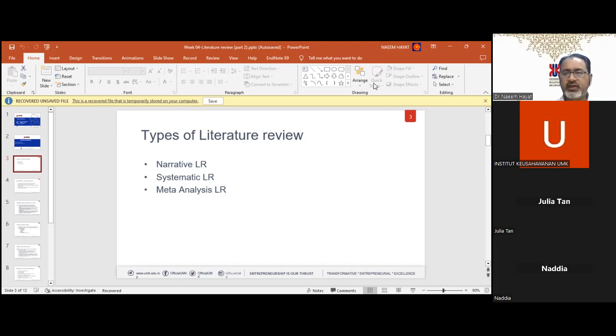And purposefully we do a systematic literature review or meta-analysis to come up with the shortcomings that are reported in the literature, so that the future course of action for research, fulfilling the gap, and gap identification can be done. Systematic literature review and meta-analysis are two different types of literature review.